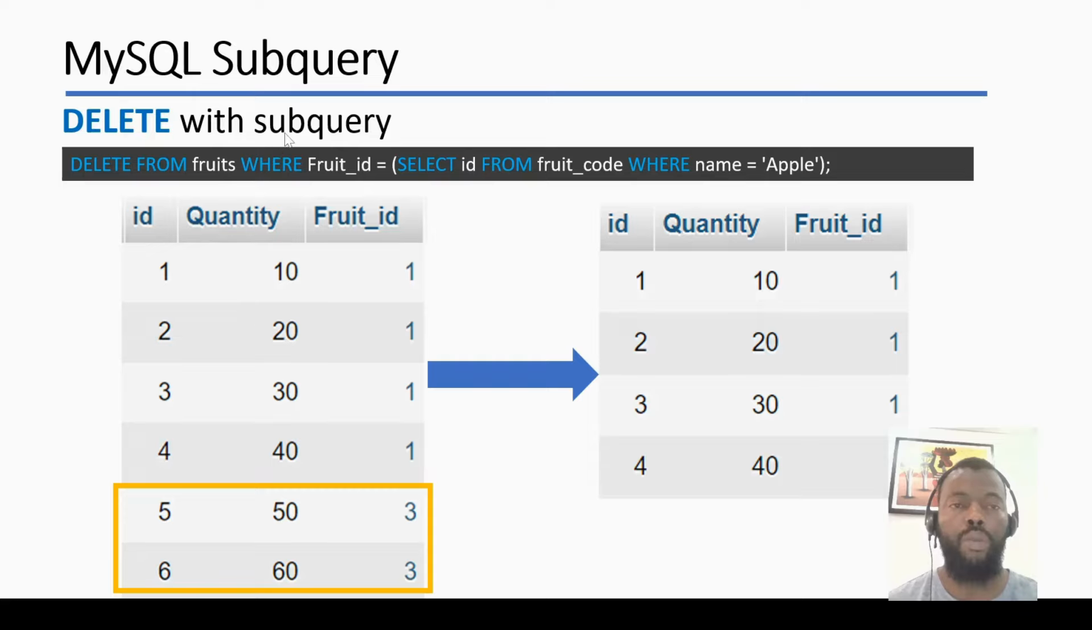We can also use a subquery in delete statements. So here we delete the records where fruit ID is the ID that came from this statement. Apple fruit's ID is 3. So this record will be deleted, and we will not have a fruit with fruit ID 3 anymore.